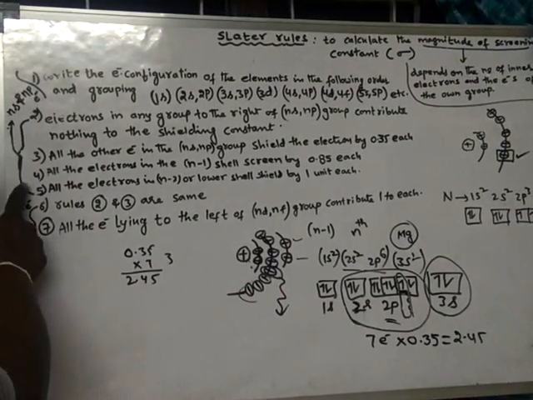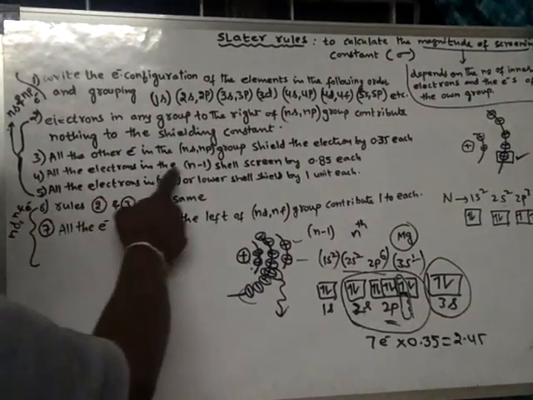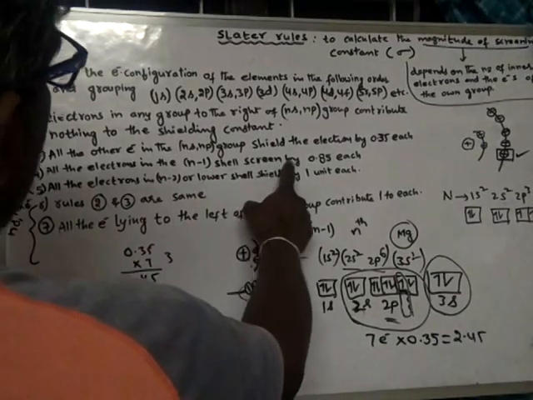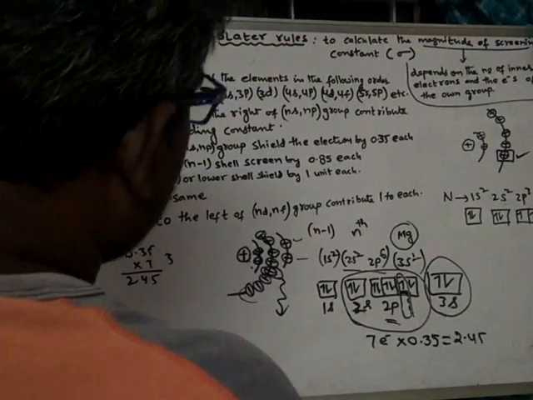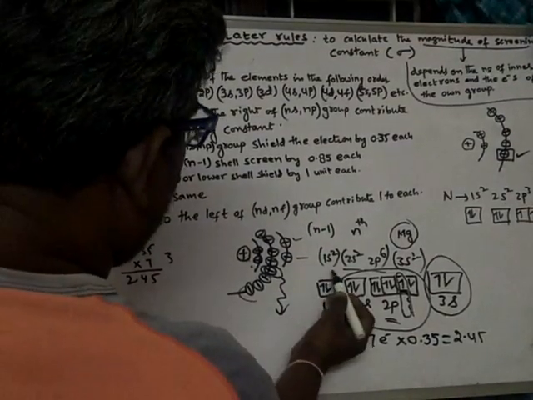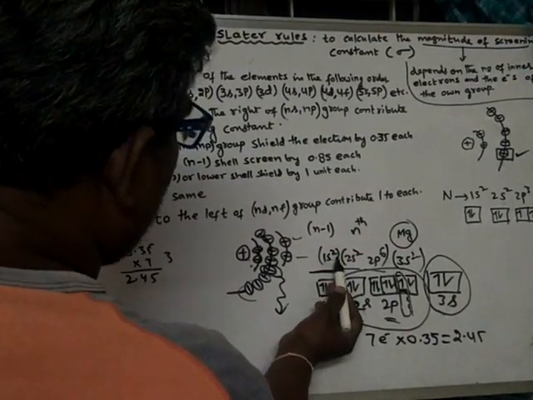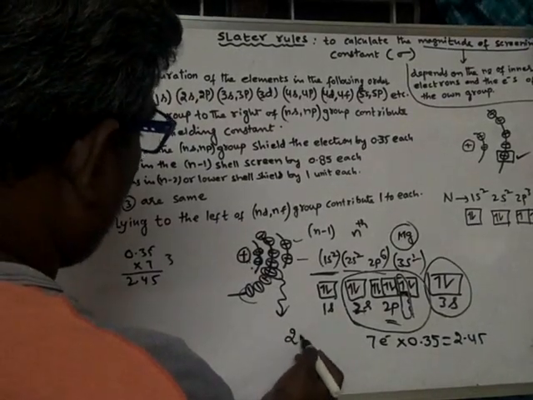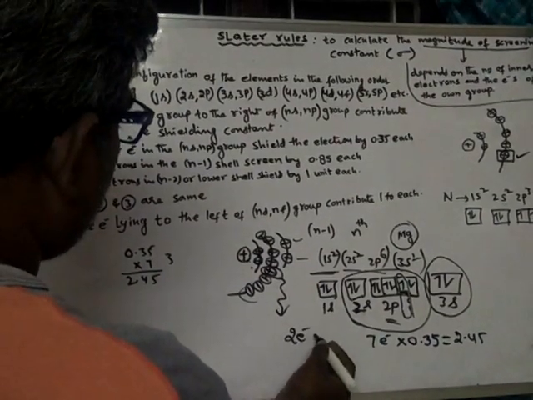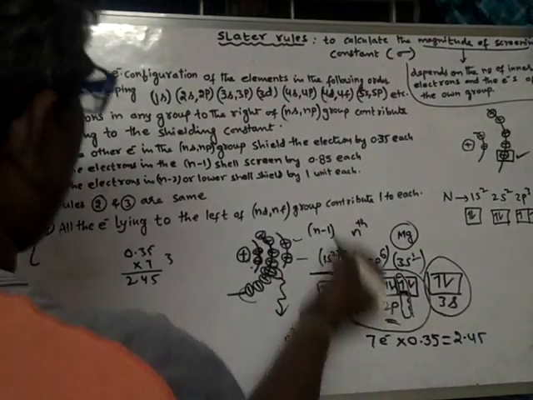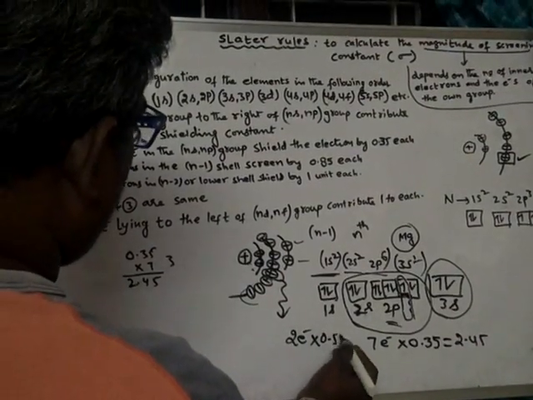So the fourth rule says that all the electrons in the n-1 shell screen by 0.85 each. That means how many electrons are there in the n-1 shell? So now this is n-1. How many electrons are there? 2 electrons. So 2 electrons into 0.85, each electron will contribute 0.85.